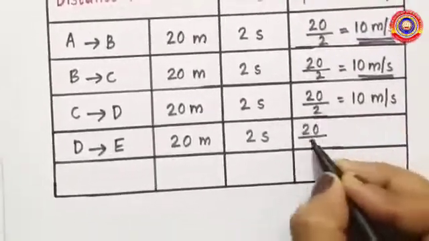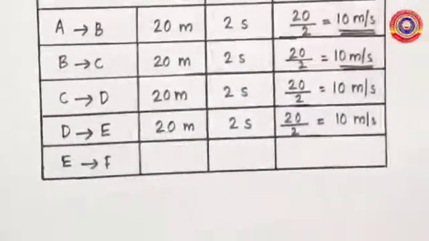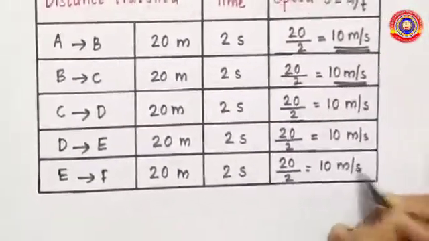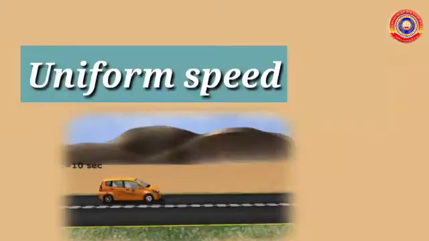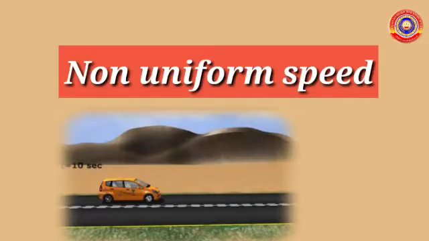And it is clear that the speed of the car is 10 meters per second. That is, in equal intervals of time, the car travels equal distance. So we can say the car is in uniform motion. In such situations, we say the car has uniform speed. Next, we are going to learn non-uniform speed.